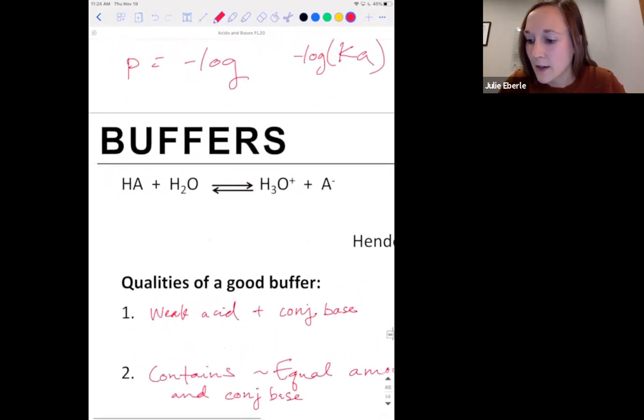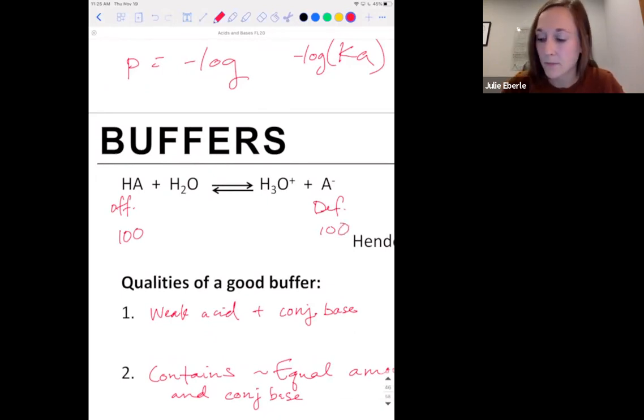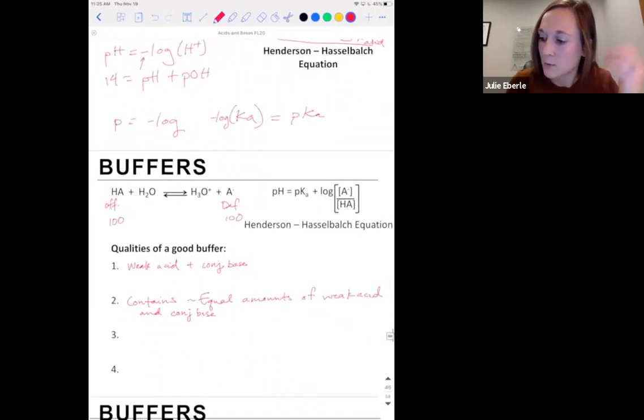Same idea here. If this is the offensive team and this is the defensive team, you want equal players. You don't know which way you're going to have to neutralize something. So if I had 100 molecules of my weak acid, but I only had 10 of my conjugate base, I'm not going to be able to neutralize the addition of an acid very well. Okay, so you want equal amounts on both sides. All right. There's my one sports analogy for the day.